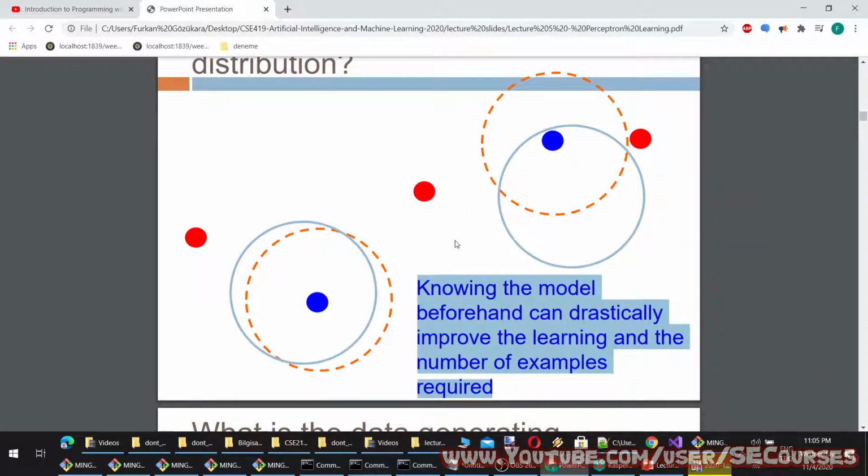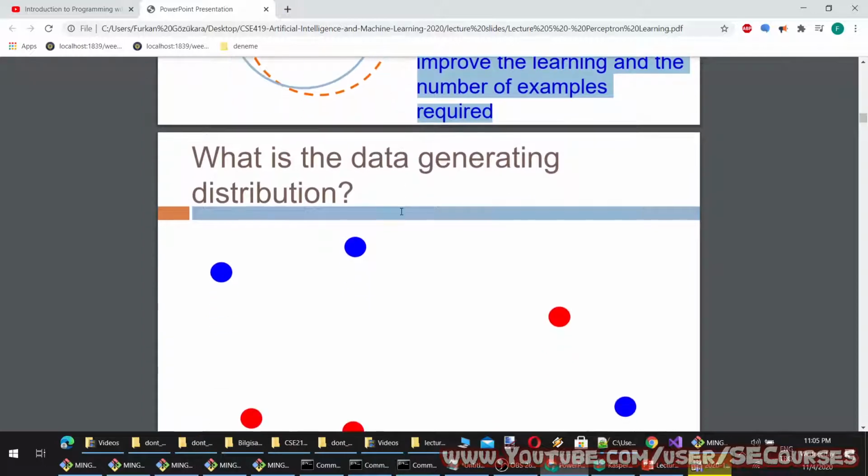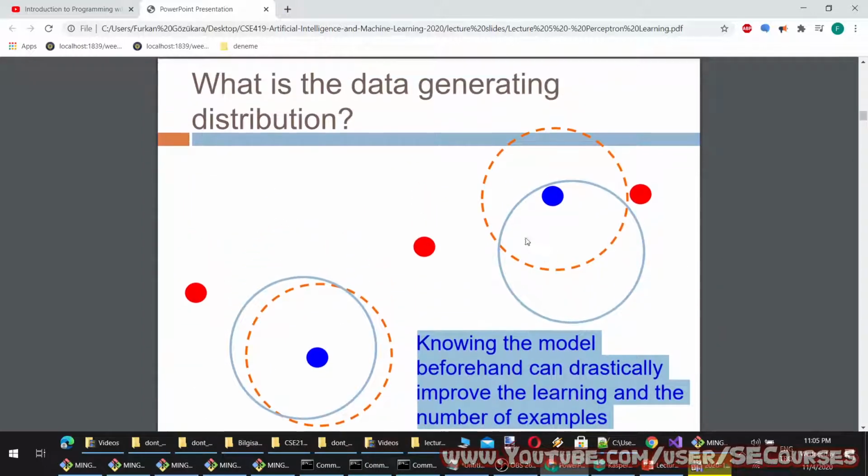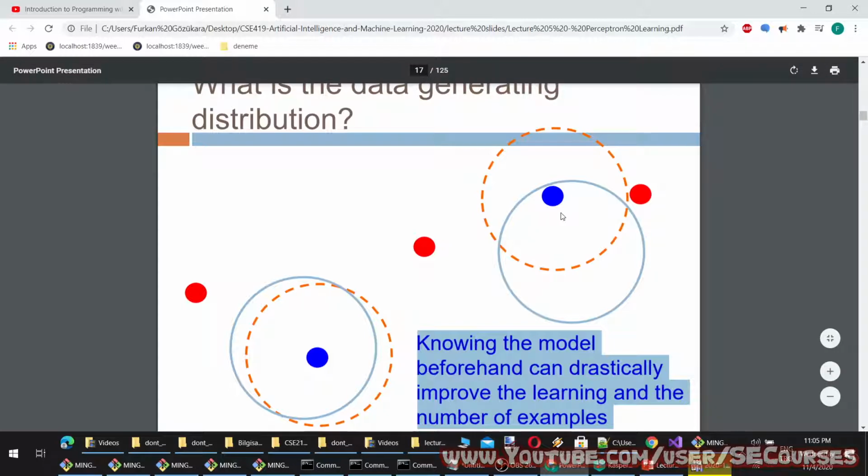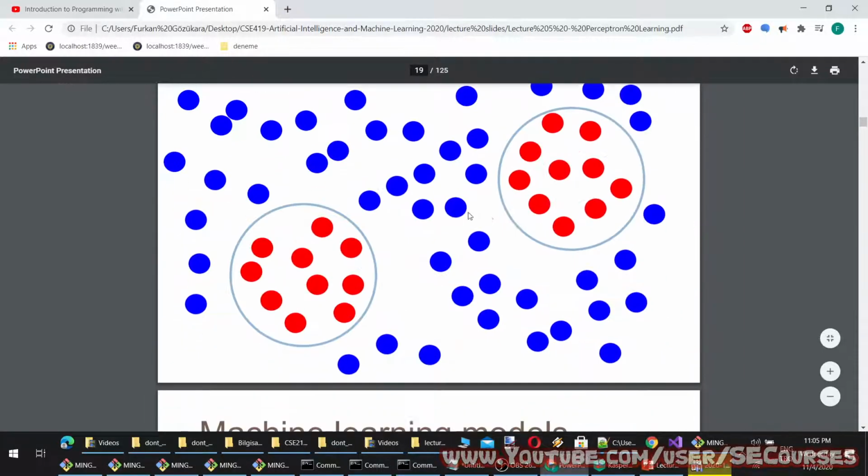Knowing the model beforehand can drastically improve the learning and the number of examples required. Since we know that they will have two circles, we can start defining the boundaries of the circles with just a single data point. It can be either like this, follow my mouse cursor, or it can be like this, because it will be a circle, and we know that. Therefore, we can drastically improve our algorithm performance, training performance, and accuracy with that beforehand knowledge.